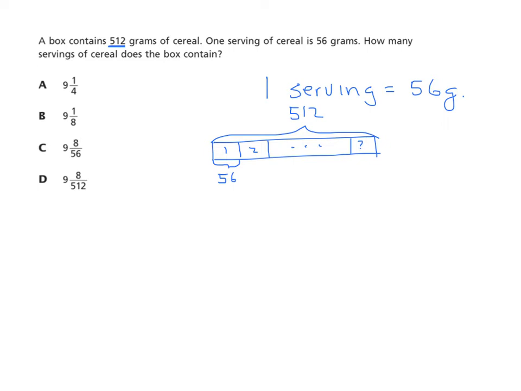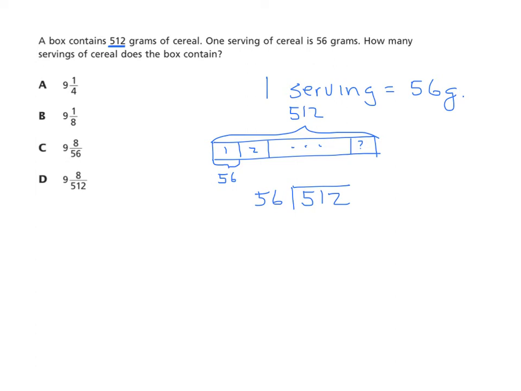So I have equal parts of 56. We know the whole. We know the size of the part. It's 56 grams. We need to find out how many. That means we divide 512 divided by 56. I'm a little puzzled here.